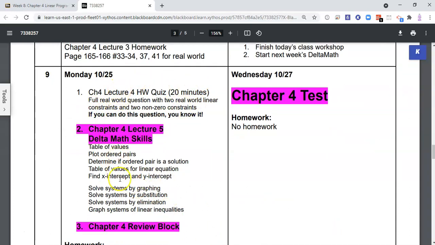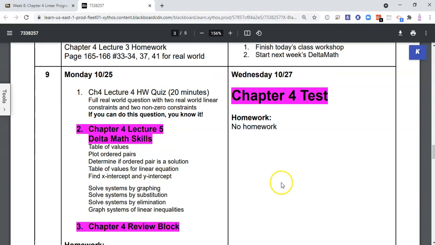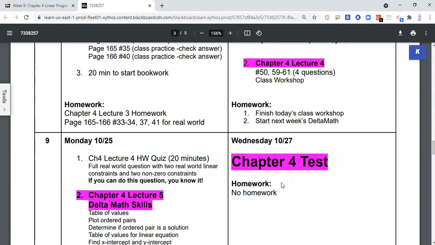This entire class is dedicated primarily to skills, but 50-50 almost, depending on your needs, between the skills pieces and the real-world pieces. After this homework quiz is complete, the rest of class is a study block for us to work together, answer questions, practice. We can do work on the board, we can do work together, you can work with each other. It's going to be a really good day. And then our Chapter 4 test is on the 27th.